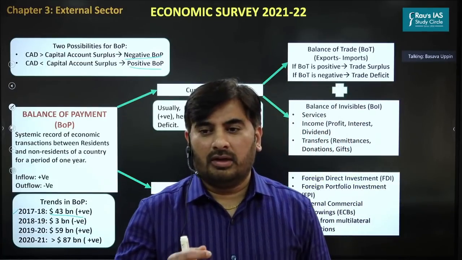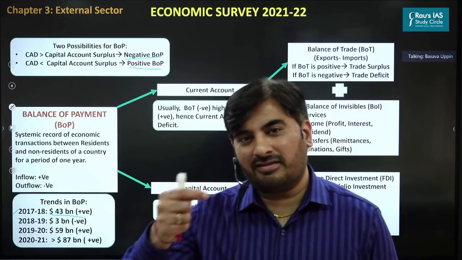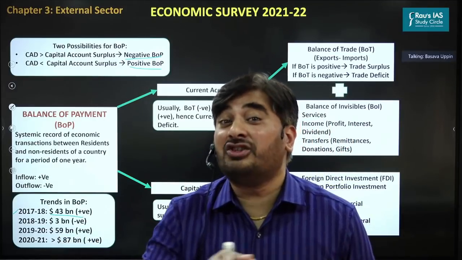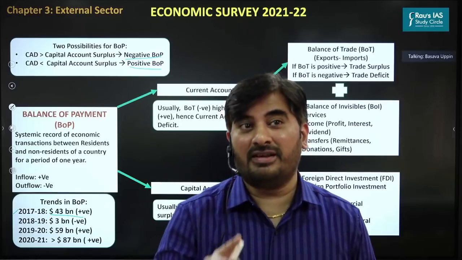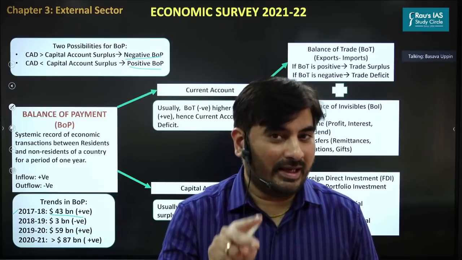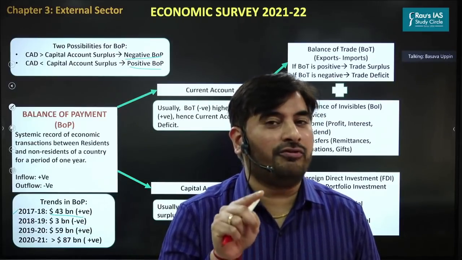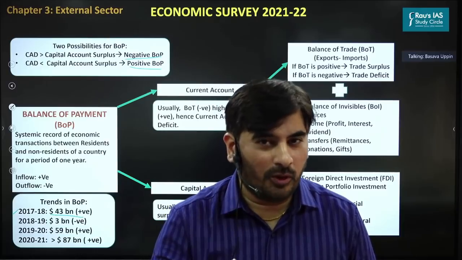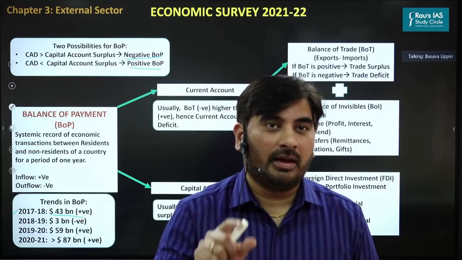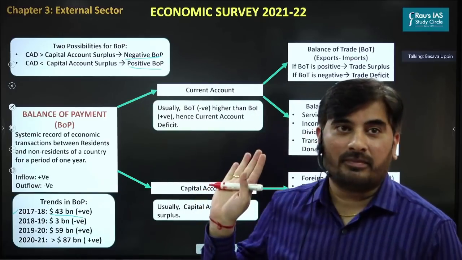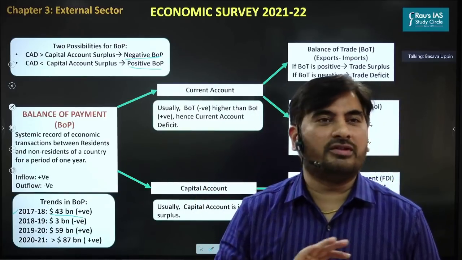Don't remember these facts and figures, but remember that as far as balance of payment is concerned, there is no consistent increase or consistent decrease in BOP. The BOP as such is fluctuating. Please remember this from the perspective of the prelims examination. Second point is, in the last 4 to 5 years, maximum number of times BOP has been positive, but in 1 year the BOP has been negative. If you remember this, that's more than sufficient.